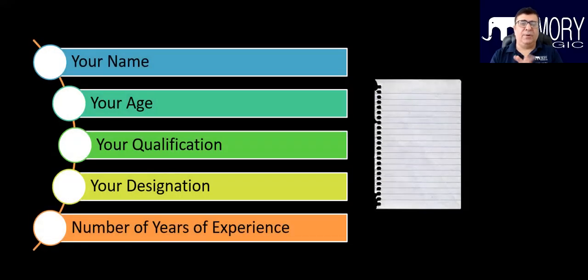So what I would like to request you to do is, I'll give you 1 or 2 minutes, take out a piece of paper from your writing pad or notebook or something like that. Okay, done? Fine. So on that piece of paper, just jot down your name, your age, your qualifications. If you are a working professional, then your designation and the number of years of experience.